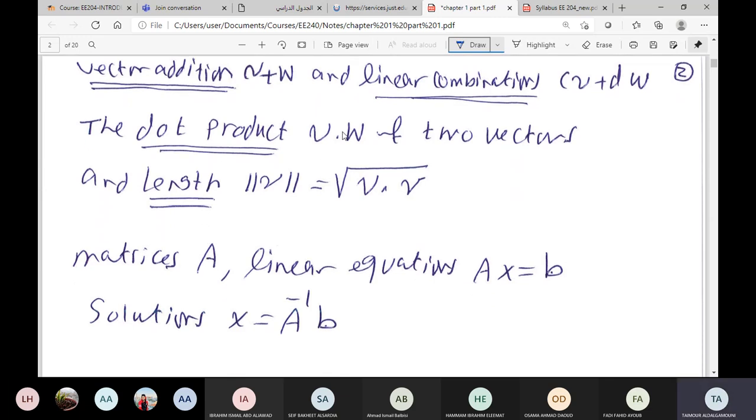Dot product of v and w. This is the notation for the dot product, v dot w. Right? And the length of the vector v, this is the notation for the length. Sometimes we call it the modulus or the amplitude of v, which is the square root of the dot product of the vector v with itself.